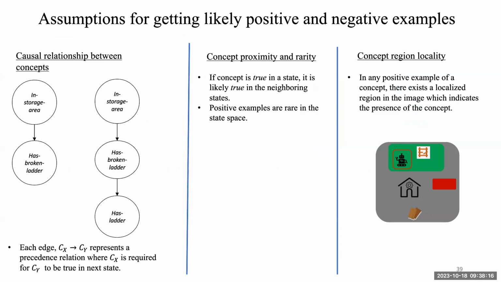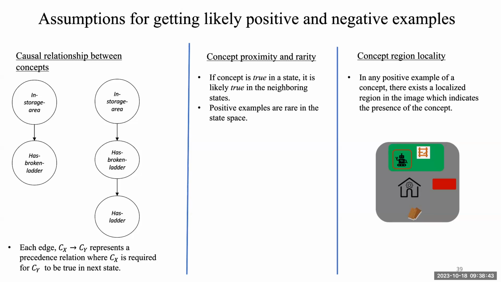causal relationship between a concept that is our target that we want to learn and some concept that is already in our vocabulary. So a causal relationship is basically a directed graph where each edge, Cx to Cy, represents a precedence relation, which is basically saying that you need Cx to be true in the current state if you want Cy to be true in the next state. It is required for Cy.